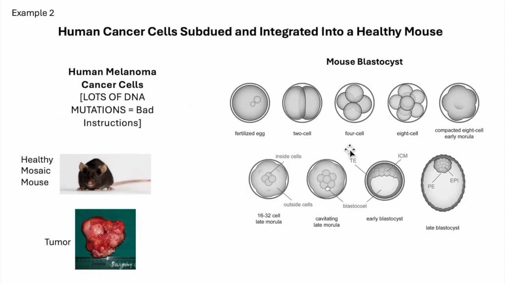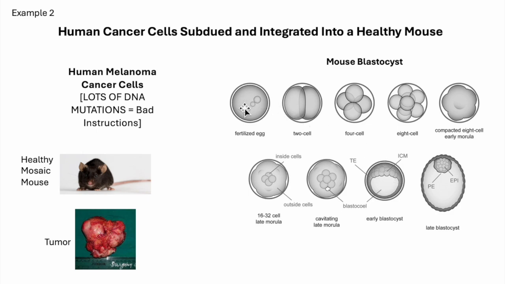Example number 2 comes from a study done a long time ago in which scientists were studying human melanoma cancer cells. These are very aggressive skin cancer cells that have a lot of mutations and a lot of corrupted information in their genes. And they injected these human cancer cells into what's called the mouse blastocyst. That is, it's a mouse embryo.